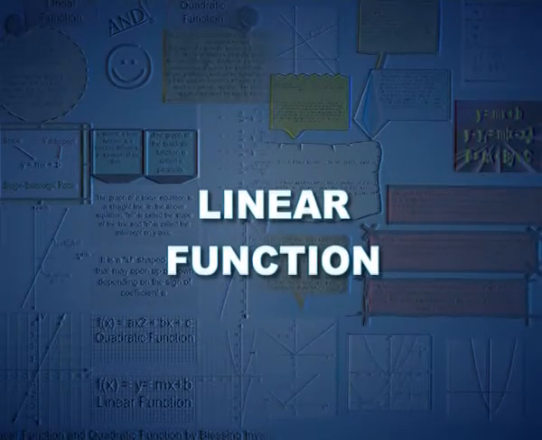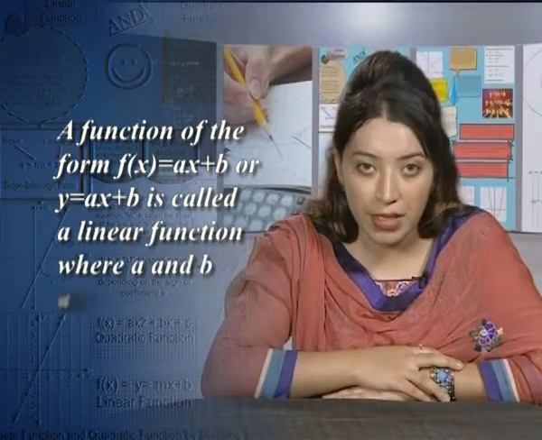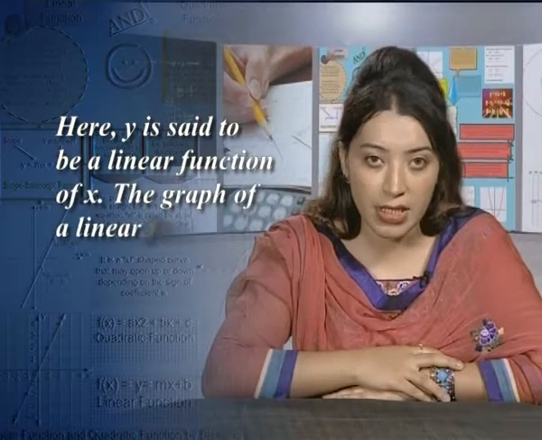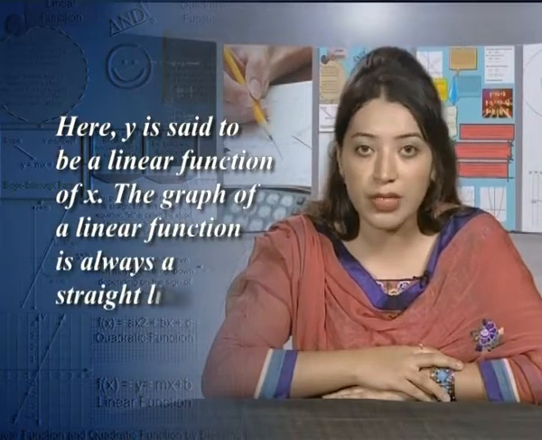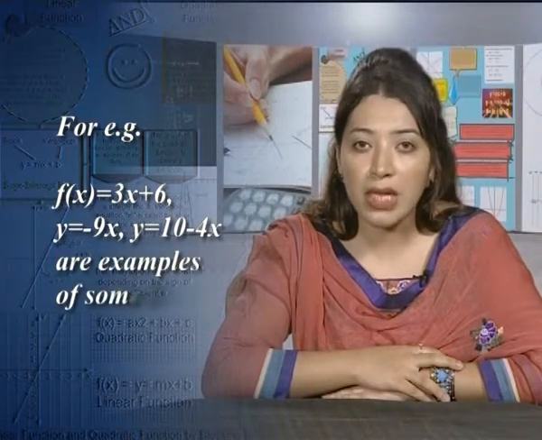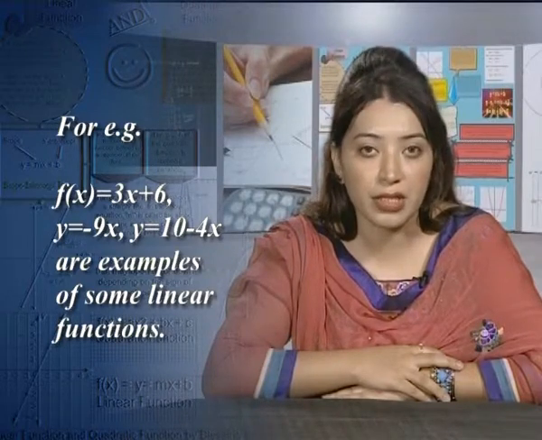Let's define the third function, which is the linear function. A function of the form f of x equals ax plus b, or you can write this as y equals ax plus b, is called a linear function, where a and b are constants. Here y is said to be a linear function of x. The graph of a linear function is always a straight line. For example, f of x equals 3x plus 6, or y equals minus 9x, or y equals 10 minus 4x are some examples of linear functions.